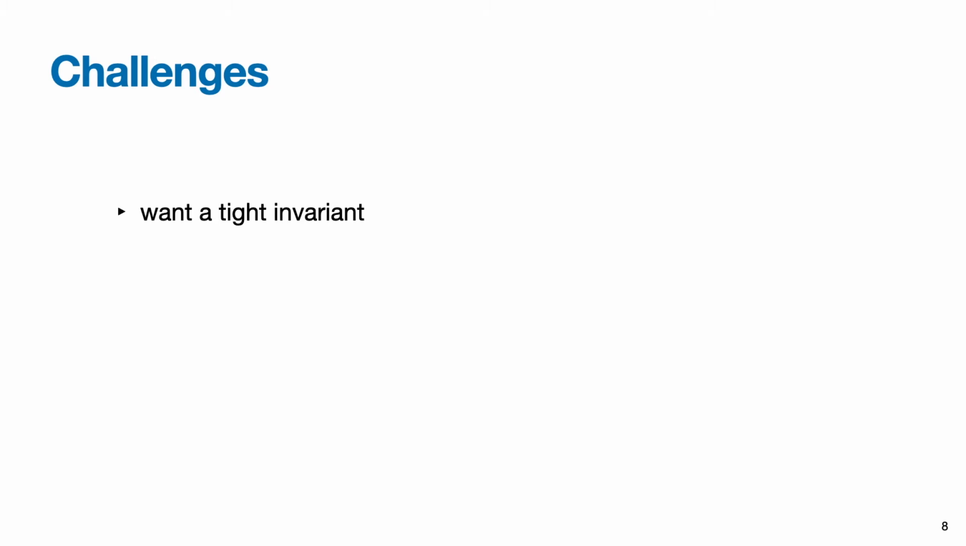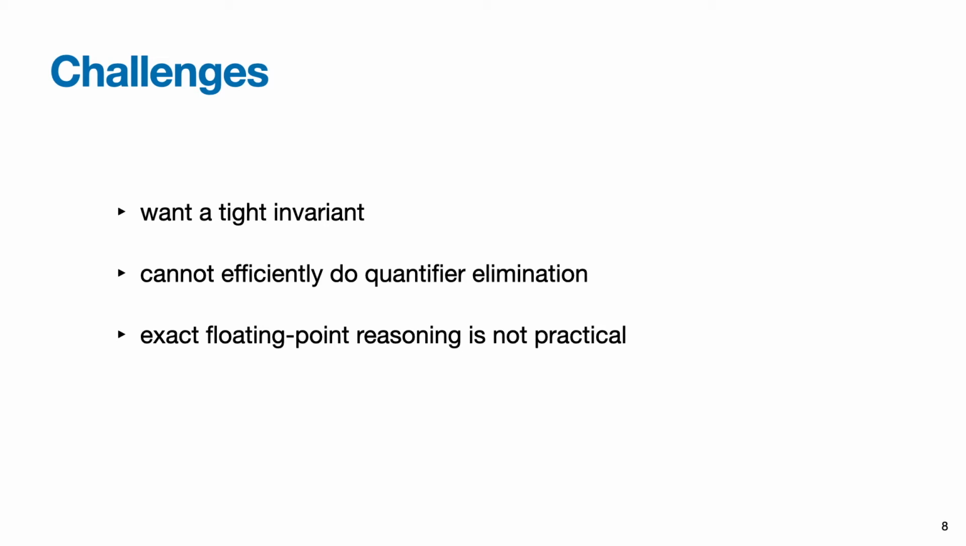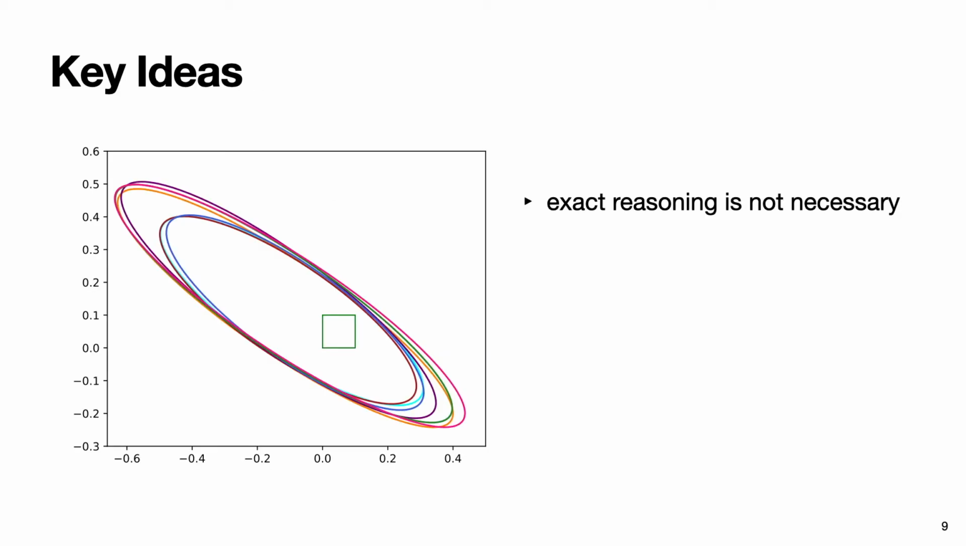Theoretically, we could ask an SMT solver for a model of these coefficients. However, today's SMT solvers cannot efficiently do quantifier elimination, especially for floating point theory, where even verifying that an invariant is inductive already takes very long and therefore is not practical for our purposes. As I said, exact reasoning is not feasible. However, our key observation was that it is also not necessary.